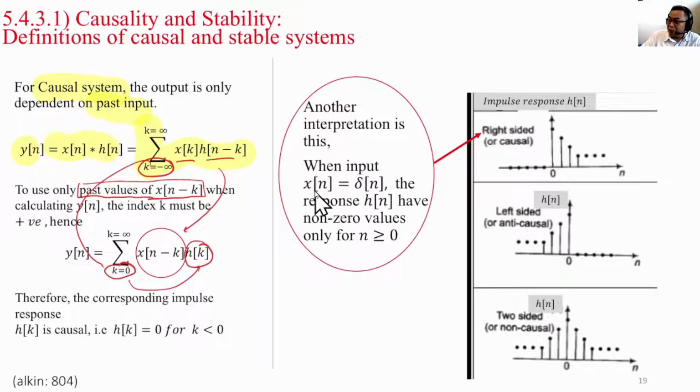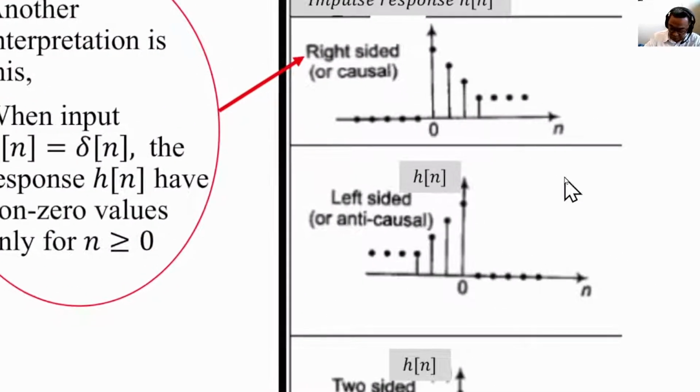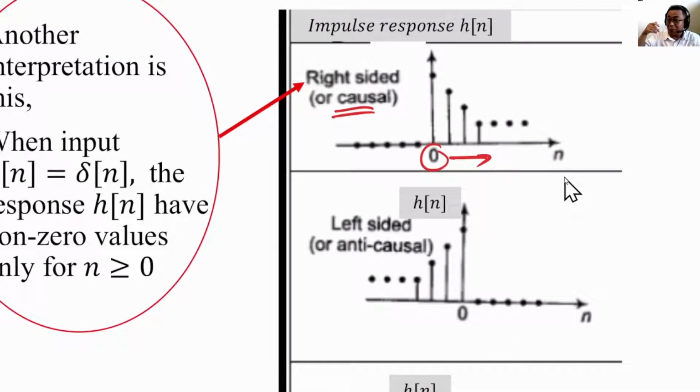You can think of it this way. Let's send an impulse as an input to a system. Out comes the impulse response. If the impulse response only exists on the right hand side of time 0, because we are firing the impulse at time 0, therefore the system is now responding. We call such a system a causal system. The output can only depend on the current input. It's not dependent on future input.